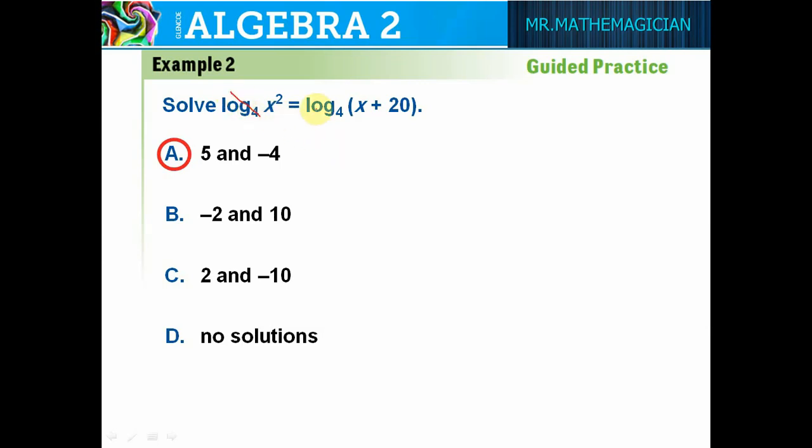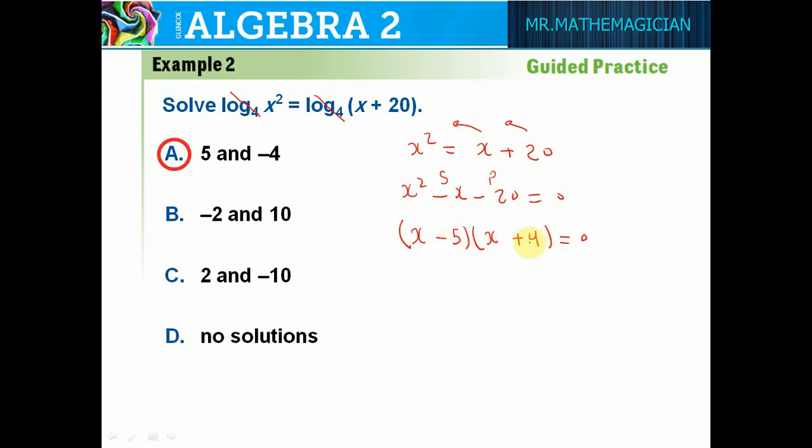You can cancel log base 4 with log base 4, so x power 2 equals x plus 20. Now take x and 20 to the other side. x power 2 minus x minus 20 equals 0. Let's factor. So you are thinking now of two numbers. Their product will be negative 20 and their sum will be negative 1. So x power 2 will be x times x, and the two numbers are negative 5 and positive 4. So the two brackets, x minus 5, x plus 4.